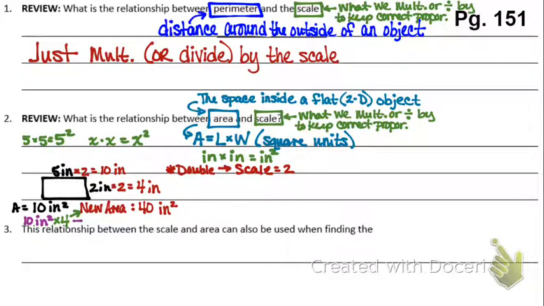Well, we have length and width, right? We have 2 different dimensions that changed. The length doubled, and the width doubled. So I multiply by 2 here, and then I multiply by 2 again here. So I have 10 inches squared, but then I multiplied by 2 two times. One for the length, one for the width. Does that make sense? And that's how we got this 40 inches squared.